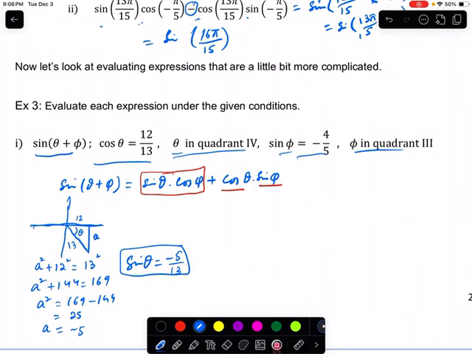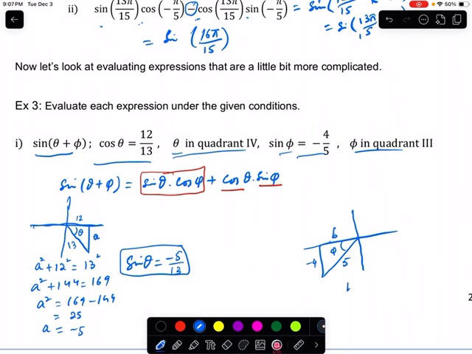Okay, the second one, our angle is in this quadrant. This angle is phi, and what we know is that sine of phi is equal to negative 4 over 5. So 5 is the hypotenuse, negative 4 is the opposite. So what is this side? I call it B, let's say.